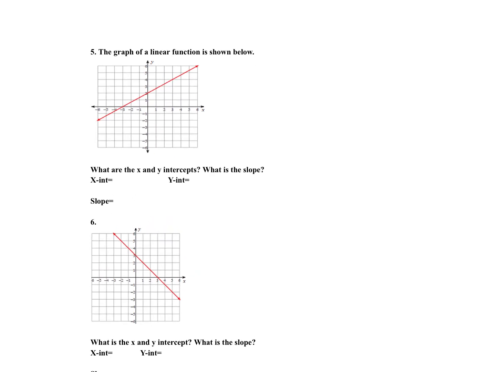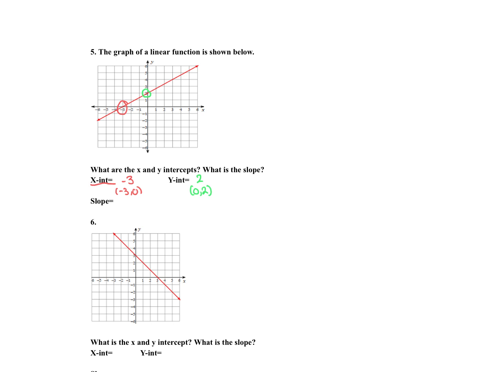5 and 6 are exactly the same. So take a second and pause the video, and then you're going to try 5 and 6. So number 5, my x-intercept is -3, which you can write as -3 comma 0. My y-intercept is 2, or 0 comma 2.